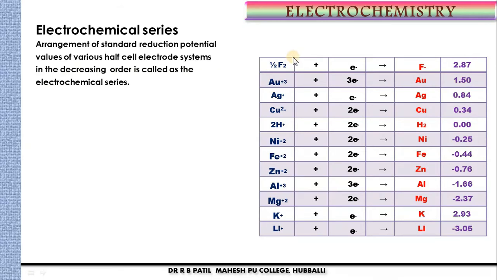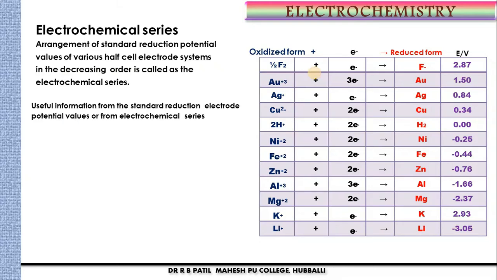If you refer to the book, you can find more half cells. In this table, on the left hand side, we have the oxidized form of the species, that means the species present in the higher oxidation state. When you give electrons, it gains electrons and is converted to the reduced form. Let us see what information we can gather with the help of this electrochemical series.